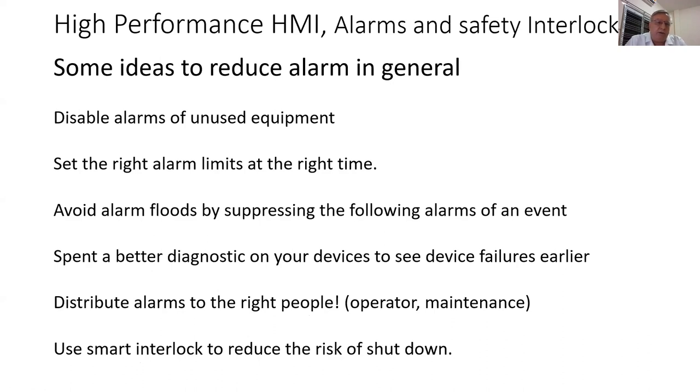A smart interlock could be that it reduces the flow rate before it shuts off a valve. If you have a specific flow rate and, let's say, there's a reaction, and you go on with the same flow rate, then your reaction will run out of control. But if you can reduce the flow rate for a while, then maybe this reaction stabilizes and comes back to a normal situation. Then you can slowly go up with your flow rate again. That is what a DCS system can do for you.